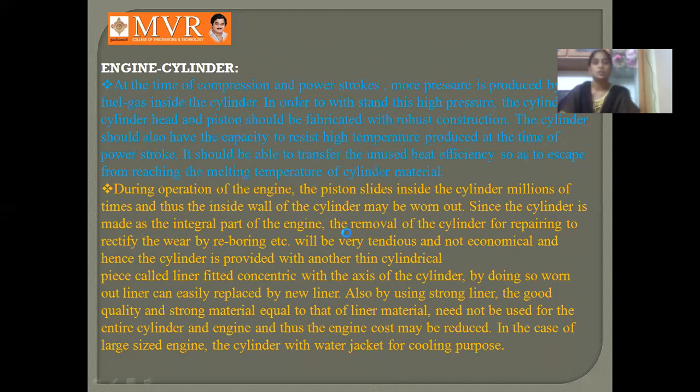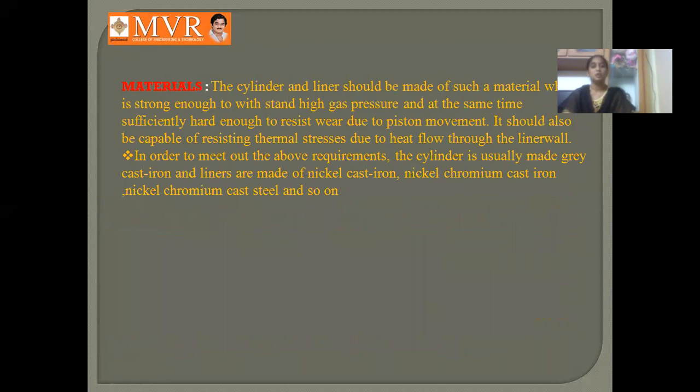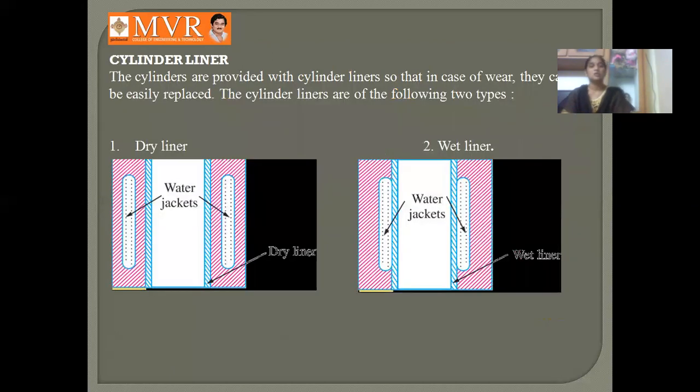This is the engine cylinder. After that, the materials used in the engine cylinder. Cylinder liners are of two types: dry liner and wet liner.